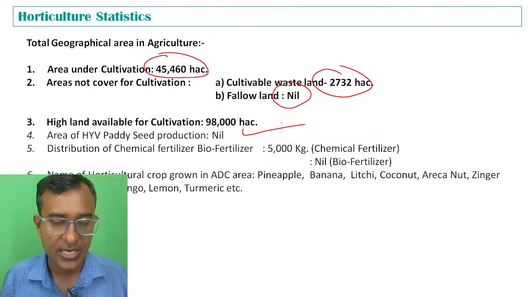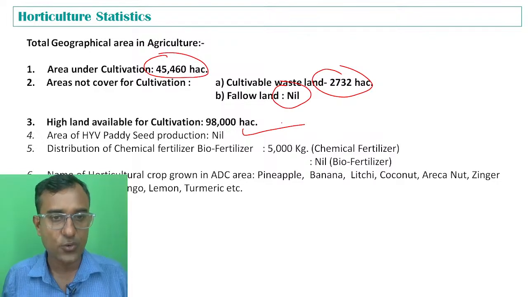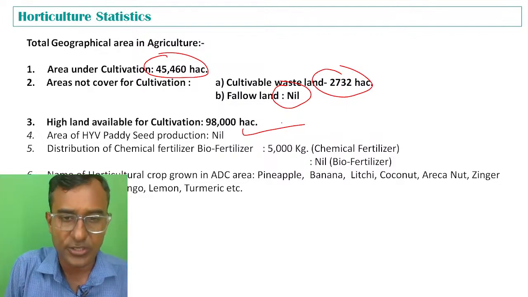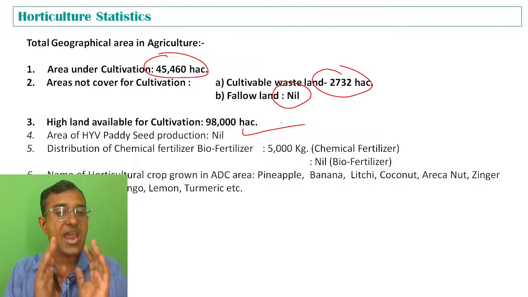HYV, they don't have data, okay? High yield variety, they don't have data. For the biofertilizer, 5,000 kg of chemical fertilizer was given. Biofertilizer, nothing was given. For the horticulture, they don't have any data.